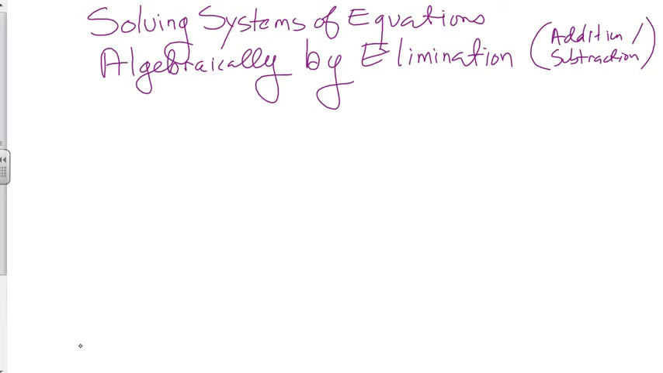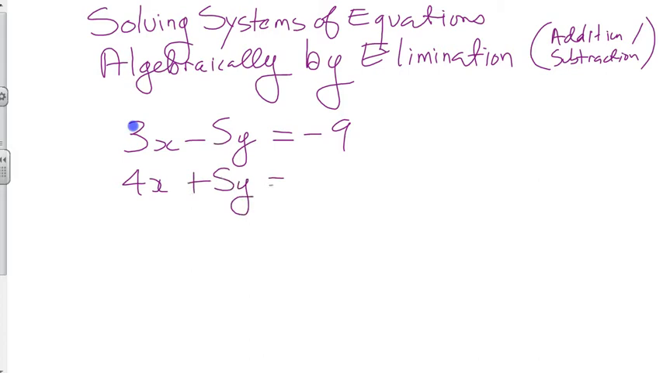When you don't want to solve by substitution is when you see something like this: 3x minus 5y equals negative 9, and 4x plus 5y equals 23. In that case, we have to add the equations together.